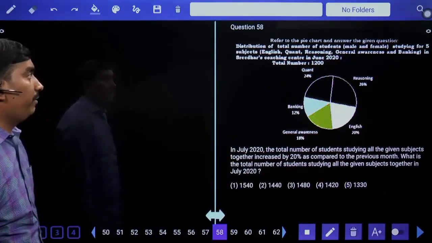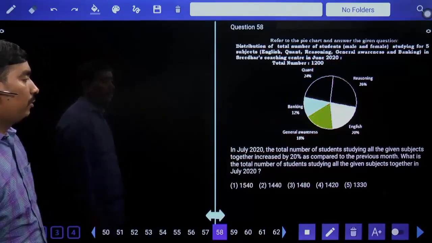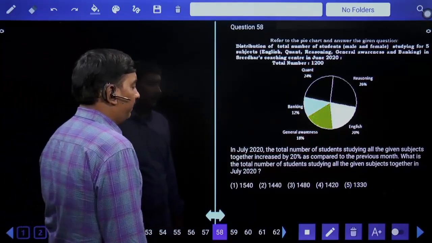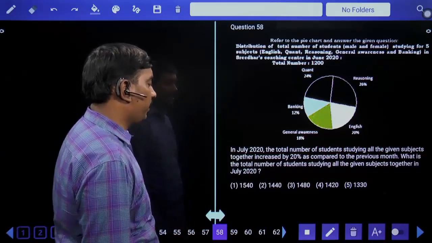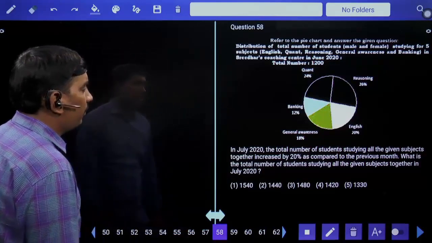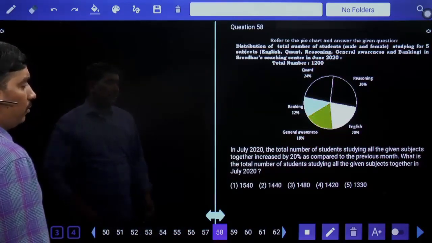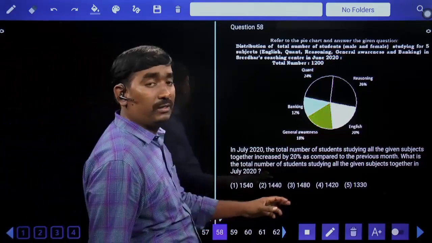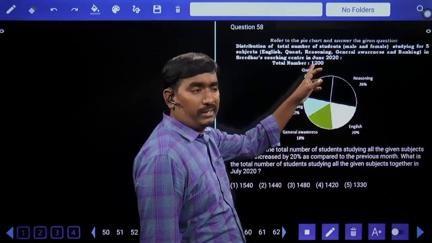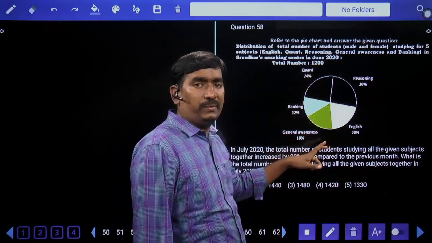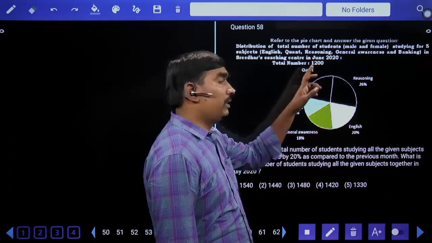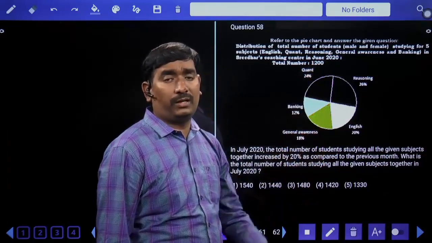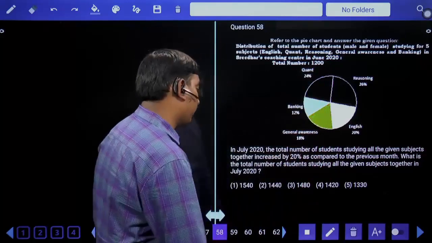In July 2020, the total number of students studying all the given subjects together increased by 20% as compared to the previous month. What is the total number of students studying all the given subjects together in July 2020? In June 2020, 1200. In July, it was increased by 20%. In 1200, 20% means 240 increases. So our answer is 1440.